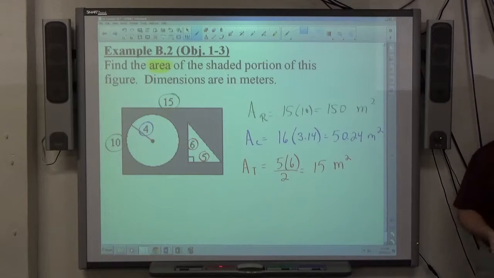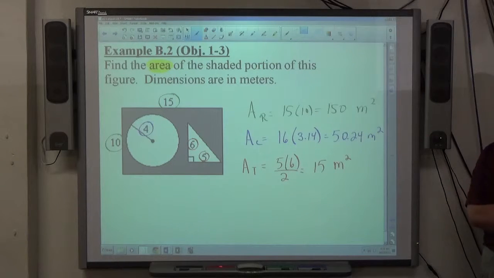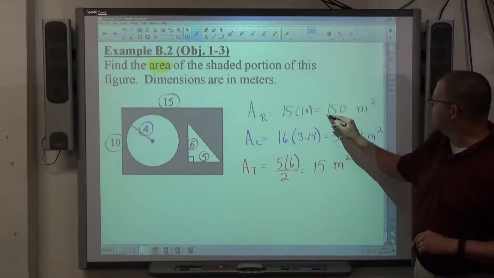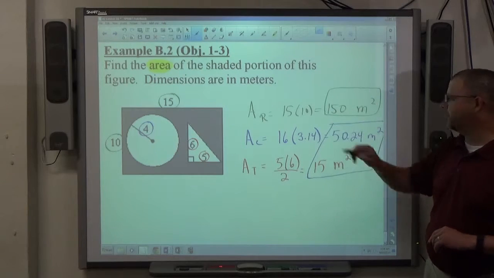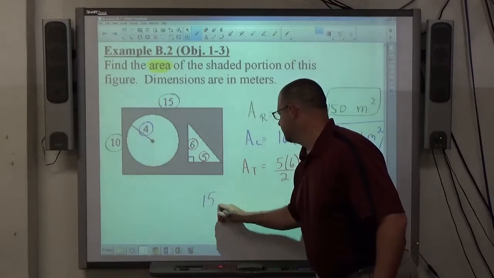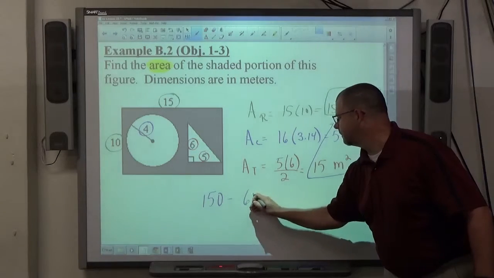So step 1 of a shaded area problem is find every single area in the picture. Find the entire big picture's area and every little tiny shape that's not shaded in, find its area. Then we do the entire, which is 150 meters squared, and we subtract all the cutout portions from that. So 150 minus a total of 65.24.